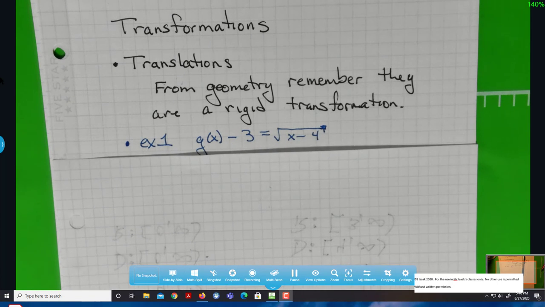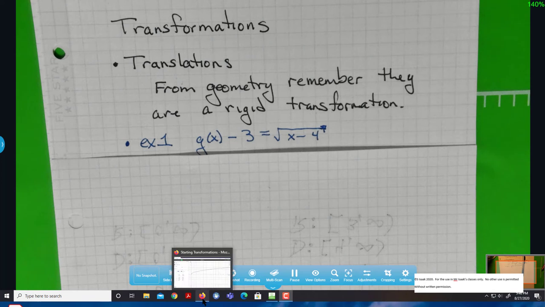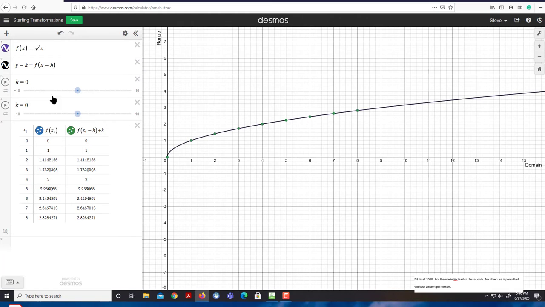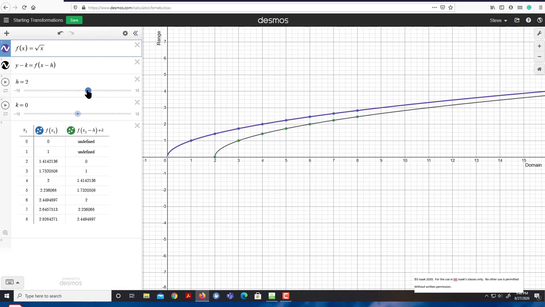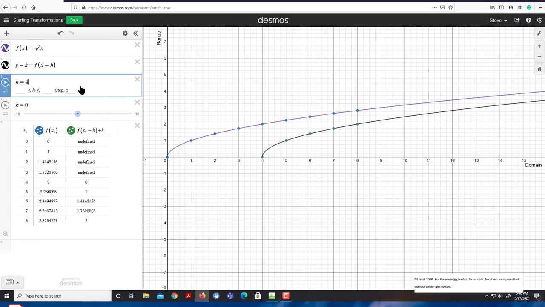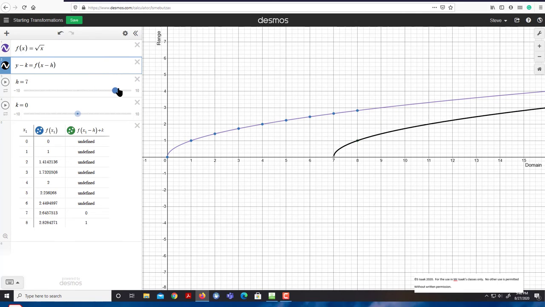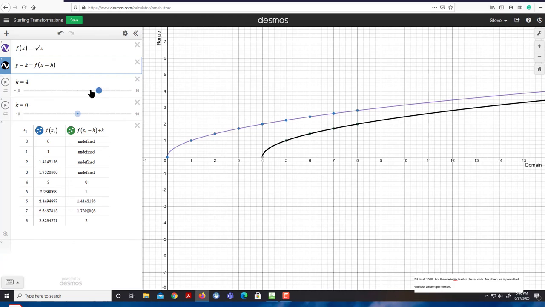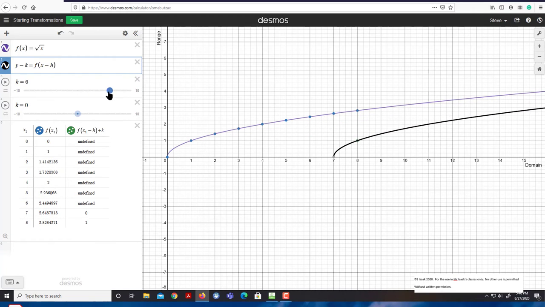So we want to be able to take a look at this graph when we're done. But let's start with this. My parent function is entered right here. I've set this so I can only go in increments. Look, I'm going to subtract 1, I'm going to subtract 2. Do you notice that the graph is moving? Oops, come back here. It's moving to the right. Okay, so if I subtract a positive number, it moves to the right.